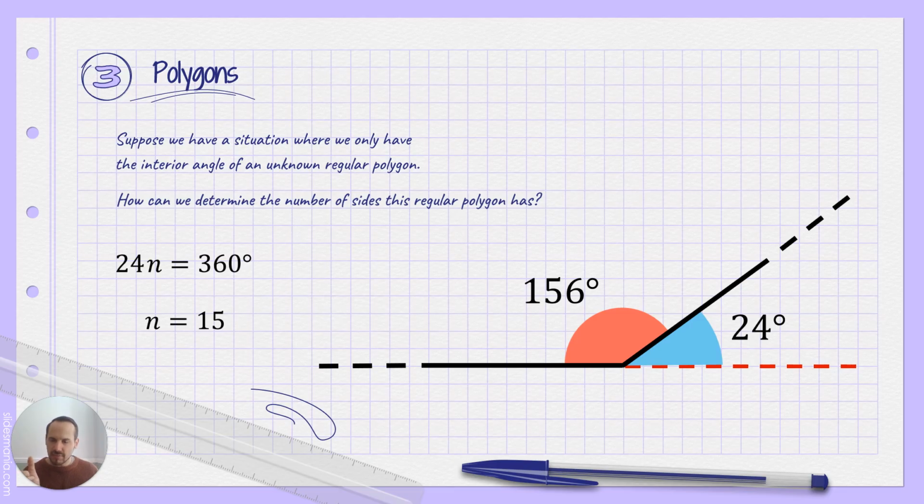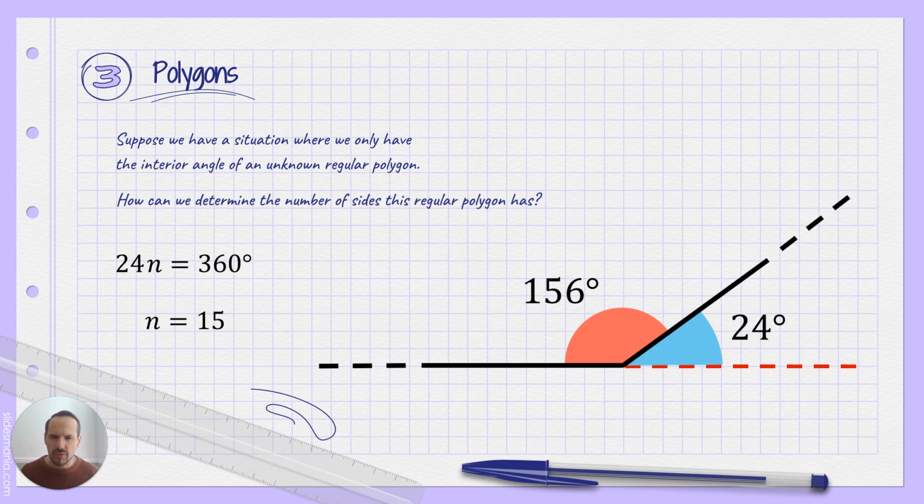So you see that relationship between the number of sides and the exterior angle. You need to know how to apply that in both directions. Given the number of sides, you can determine interior and exterior angles. Or given an interior or exterior angle, you can work your way back to the number of sides.